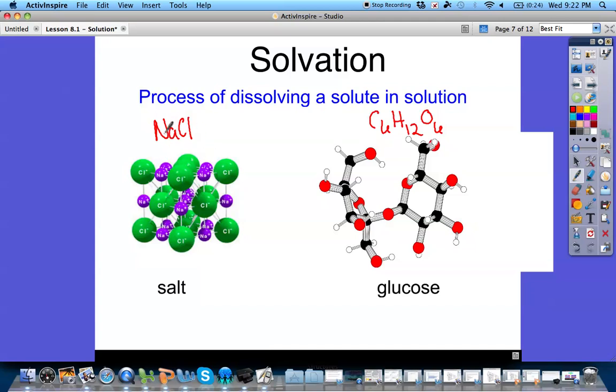Well, sodium chloride. Sodium is a metal, chlorine is a nonmetal. So that metal indicates that this salt is an ionic compound. Carbon, hydrogen, and oxygen are all nonmetals. So there is no metal. So this is a covalent compound. Now there are different processes for ionic compounds to dissolve and covalent compounds, and we're going to talk about those, that solvation or the dissolving process.